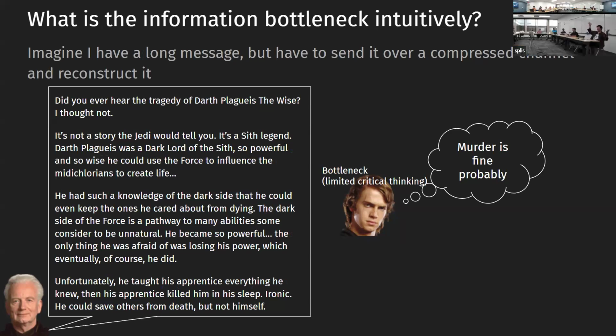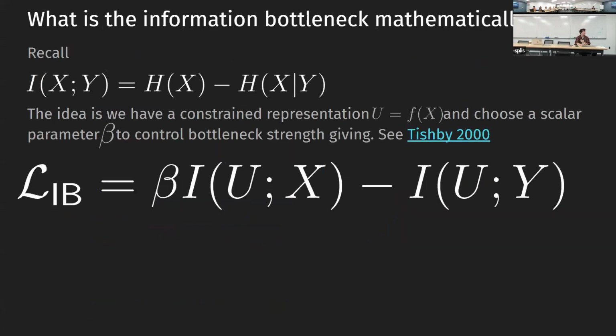So he's taking this really long message and compressing it down to the idea, well, it's probably okay if I go and murder all my Jedi friends and do all this terrible stuff. And so the idea is you have a really long message, and you have a finite channel to communicate it upon, right? And then you are trying to reconstruct the content of that message with that finite communication channel. And that is the information bottleneck, the size of this channel intuitively.